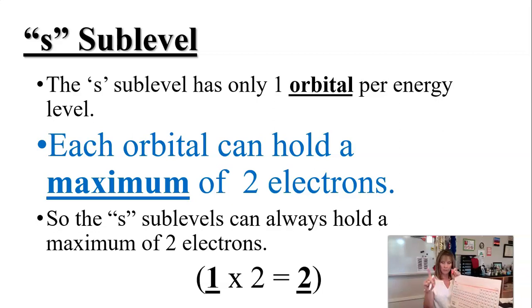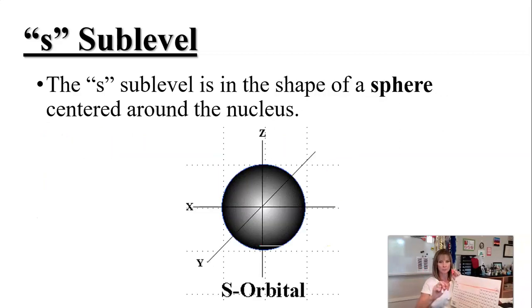Hydrogen and helium only have 1 sublevel, and it's the S sublevel with 2 electrons in it. It looks like a sphere, like a little ball. So the 2 electrons in the S sublevel are running around inside that orbital, trying not to run into each other.